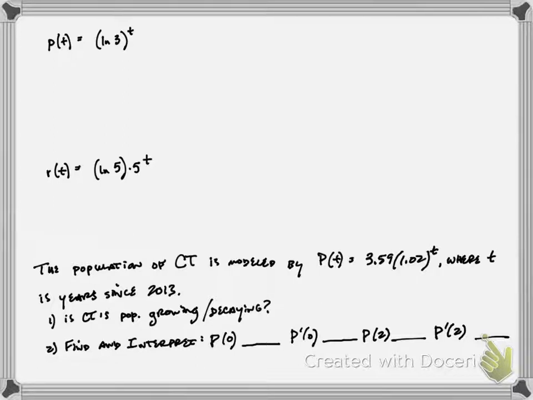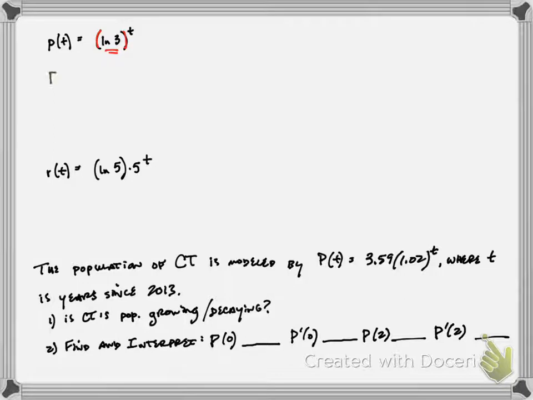But I have p of t is equal to the natural log of 3 to the t. Now watch your exponents here. What I'm saying is that's a, in other words, a to the t. How do we derive a to the t? We get a to the t times the natural log of a. So it's going to get a little silly looking here.